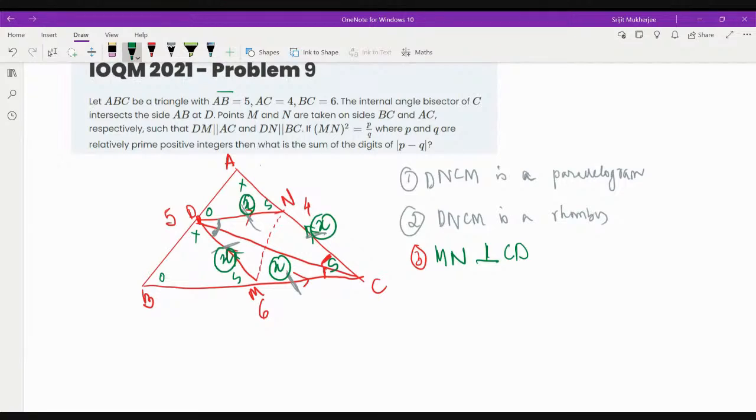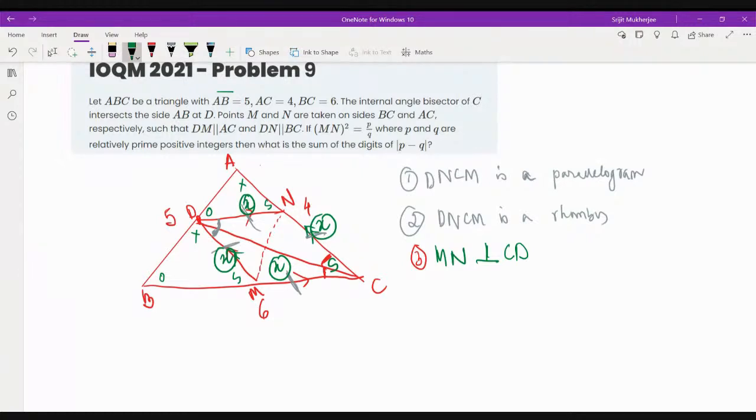So think about this now. How will you do it? First we will try to understand this result, that ADN and ABC are parallel, right? So we need to find MN. If we can find two of these sides, and this angle maybe, then we can easily find this by cosine law, or sine law.